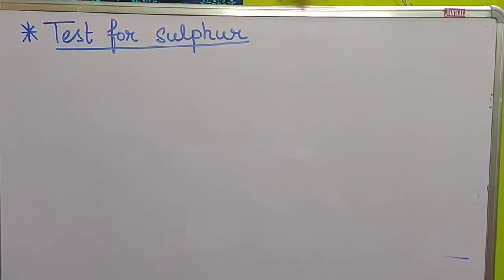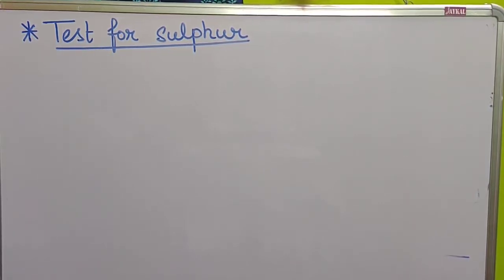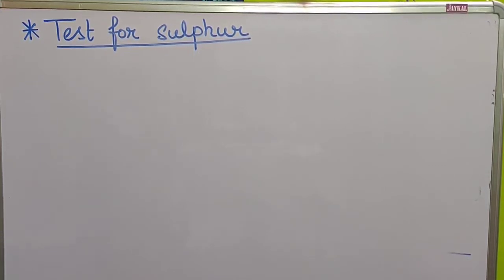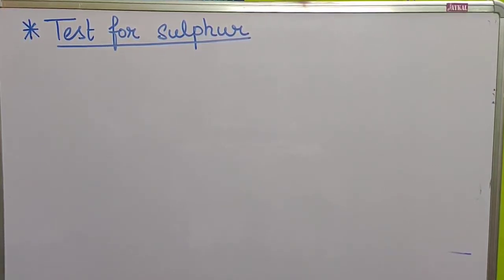Hello students, so this is our part 8 video of the chapter Organic Chemistry. In our previous class we have already discussed the Lassaigne test and the detection test for nitrogen. In today's class we will discuss the detection tests used for sulfur and for halogens by using the Lassaigne test. So let's come to the board.